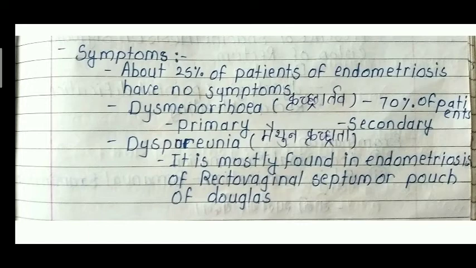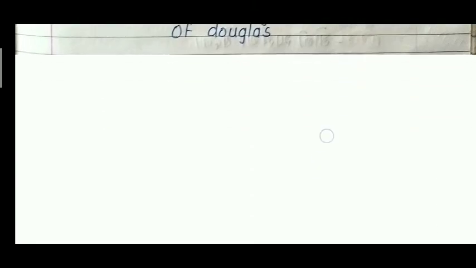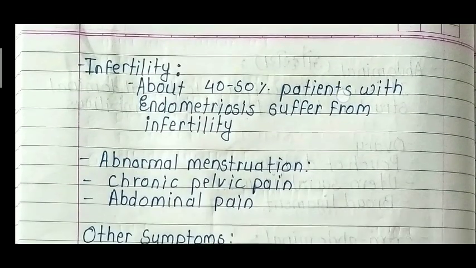Third is dyspareunia. It is mostly found in the endometriosis of rectovaginal septum or pouch of Douglas. If endometriosis is formed on the rectovaginal pouch or pouch of Douglas, the symptom which is shown is dyspareunia. Okay.